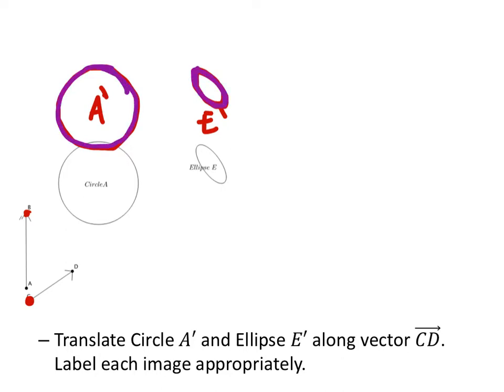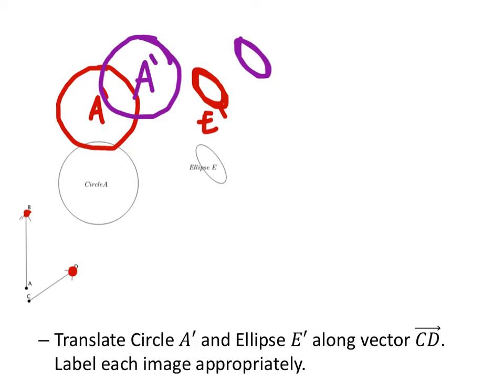All right, so just like you guys should have done, I've traced these on what would be a scratch piece of paper or a transparency. And again, I'm just going to try to take this point and then translate it along that vector CD. So let's go back, do it again. There it goes. And these new figures would be the second transformation. So this is A double prime, and this one would be E double prime.